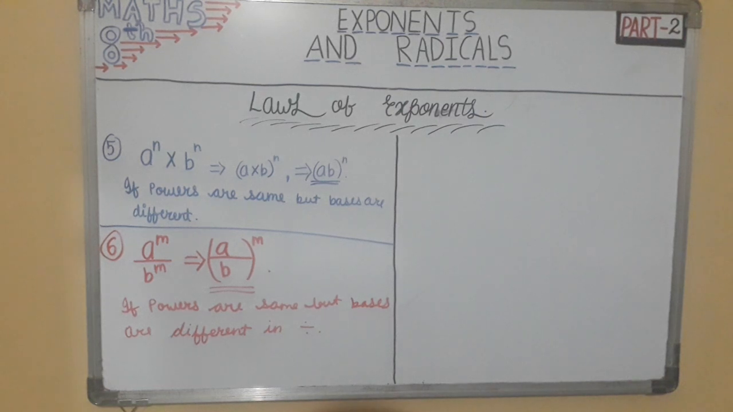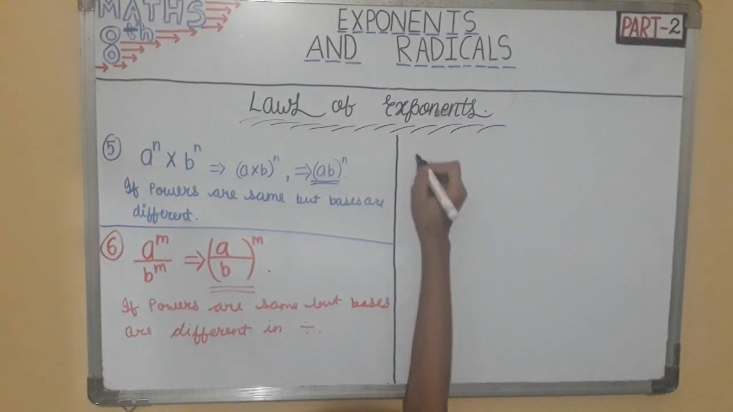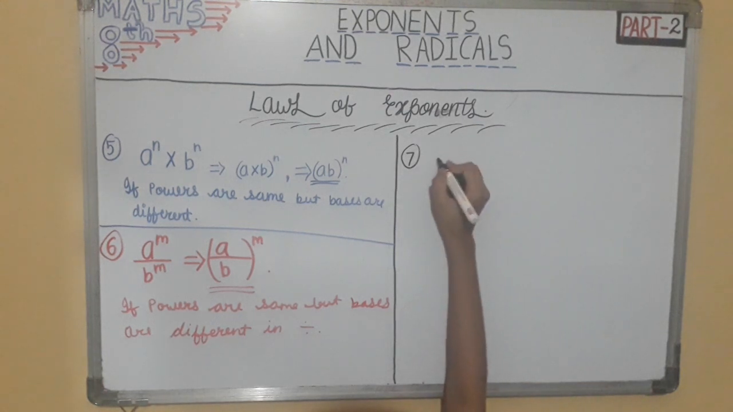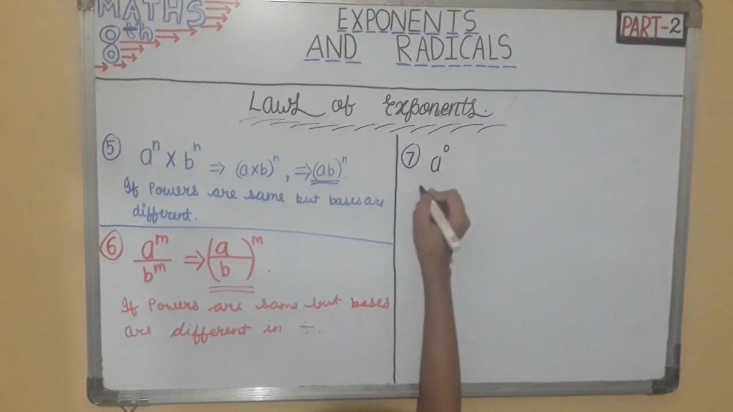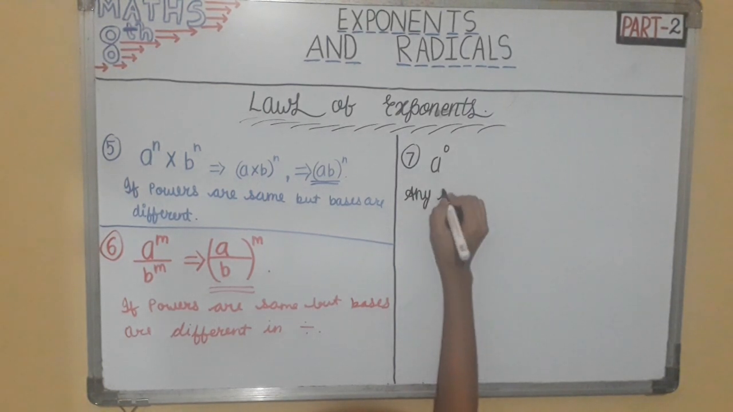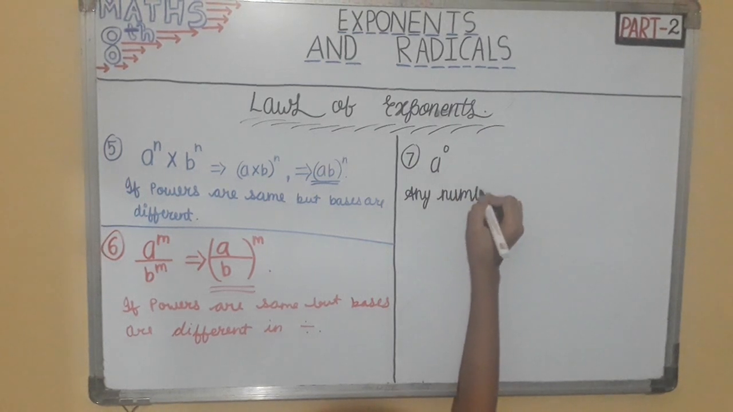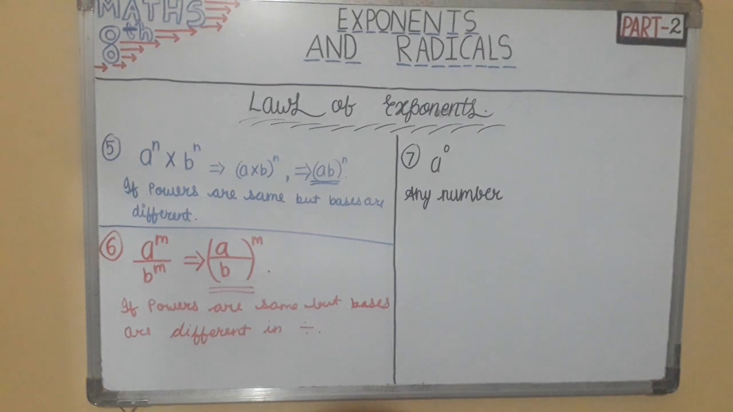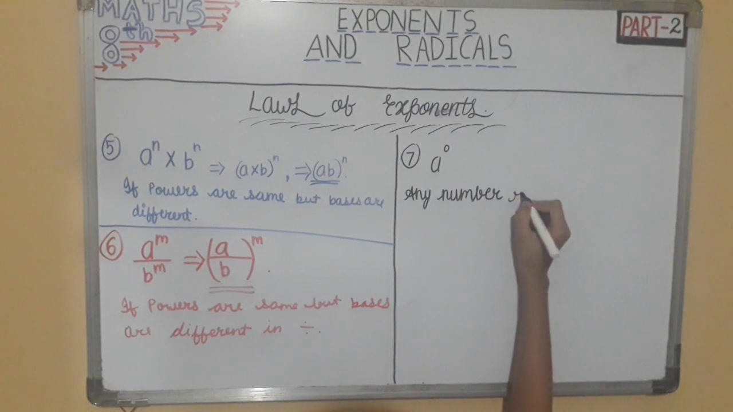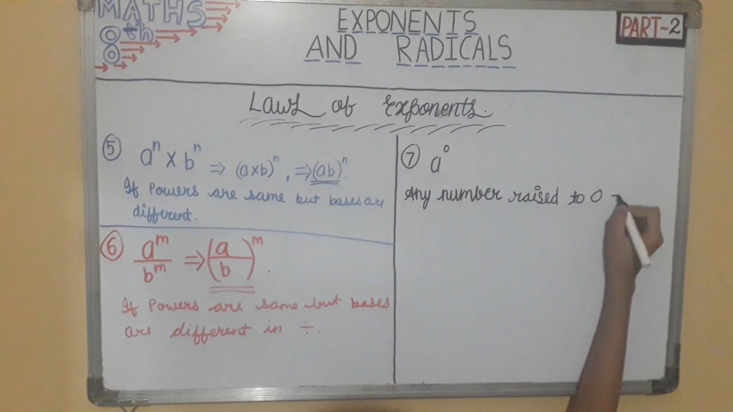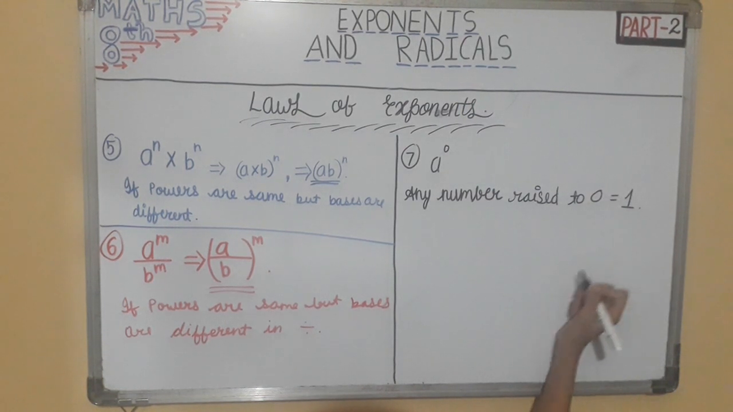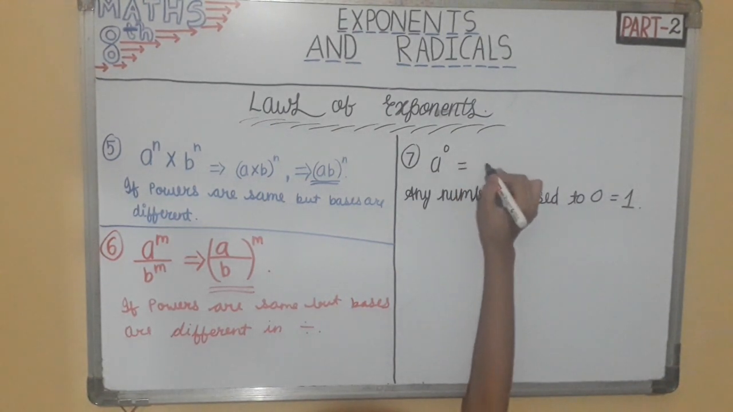Now the most important law, that is seventh law. It is any number, means a raised to 0. So a raised to 0 means any number or whole expression with bracket raised to 0 is equal to 1. Every time any number raised to 0 is equal to 1. So a raised to 0 is also 1.